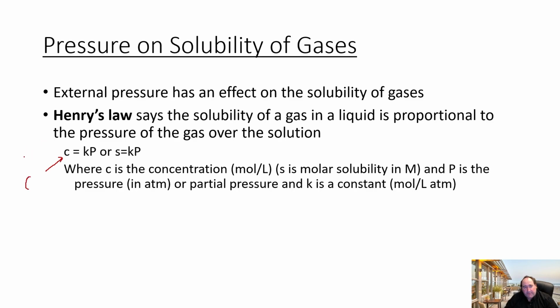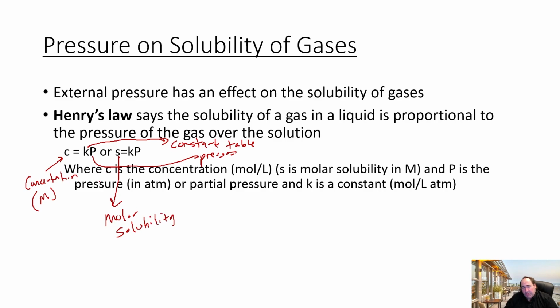This is concentration, which is typically molarity, which we'll talk about in this chapter. This is actually a constant that you can look up in a table for the actual gas that you're going to be using. And then P is pressure here. And same thing here, this is sometimes what is referred to as S, the molar solubility, which, as we might talk a little bit about, is essentially still molarity at that point.